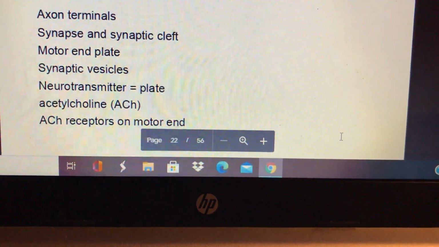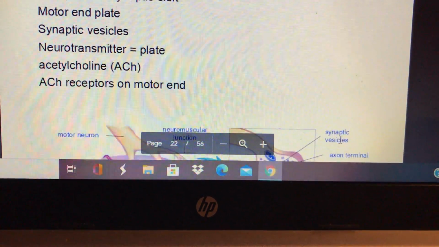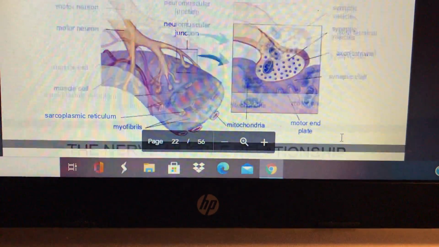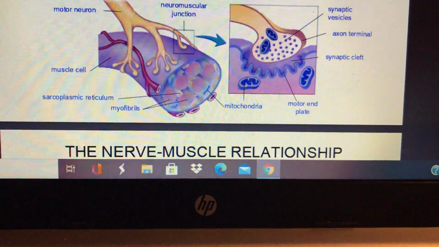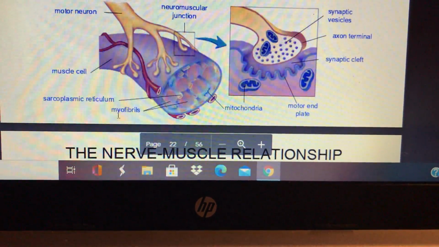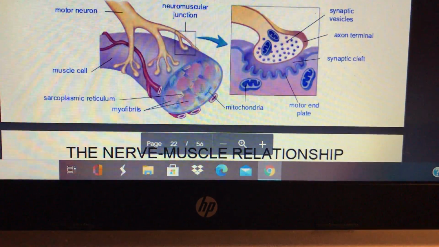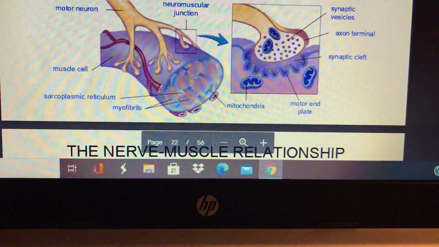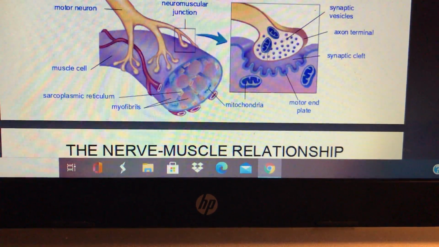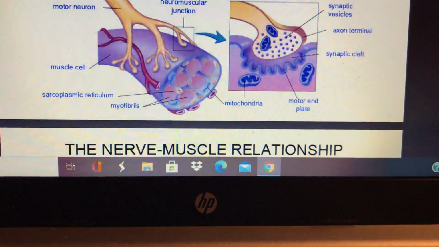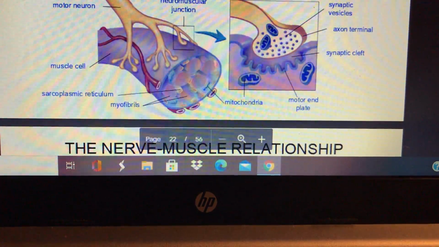Neuromuscular junction components: axon terminals, synapse and synaptic cleft, motor end plate, synaptic vesicles, neurotransmitter, acetylcholine receptors on motor end plate. So this is a picture. Motor neuron, neuromuscular junction. This is a muscle cell. Sarcoplasmic reticulum. Myofibrils. Each of these are myofibrils. The mitochondria. Synaptic vesicles are these little dots here. The axon terminal. Synaptic cleft. The motor end plate is in blue. And mitochondria.